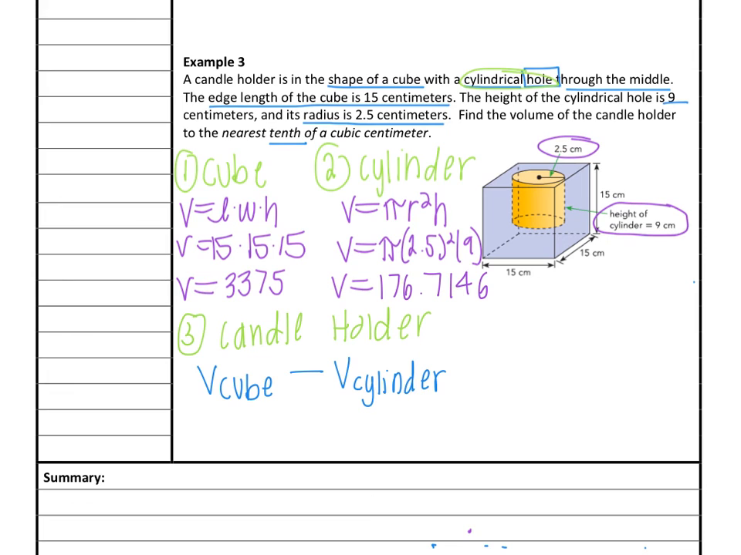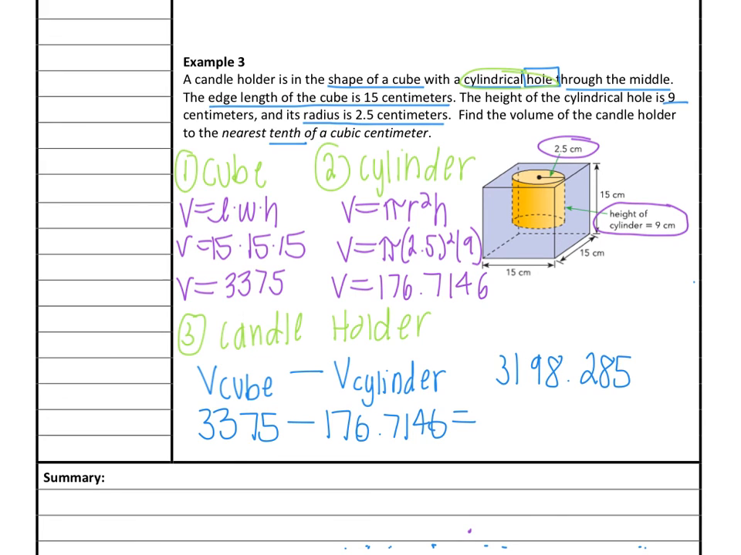So my volume of the cube, again, if I look up above here, was 3,375. Minus the cylinder, which was 176.7146. All right, and again, type that in your calculator. We are going to end up with 3,198.2854.